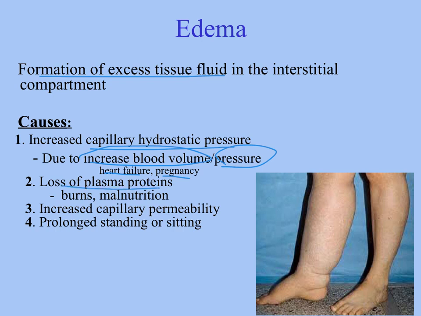Loss of plasma proteins. Remember from the last slide, if we don't have as many plasma proteins in the blood vessels, you're not going to be able to pull as much fluid back in, therefore it's going to stay out in the tissue compartment or the interstitial compartment. Examples of that: burns, malnutrition, or another example would be liver failure. Increased capillary permeability, in other words, we increase the size of those pores in the capillary.